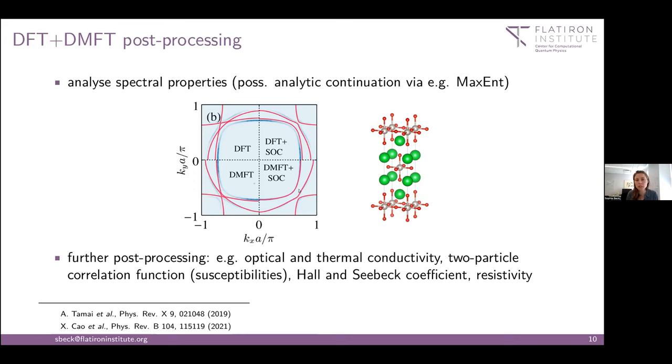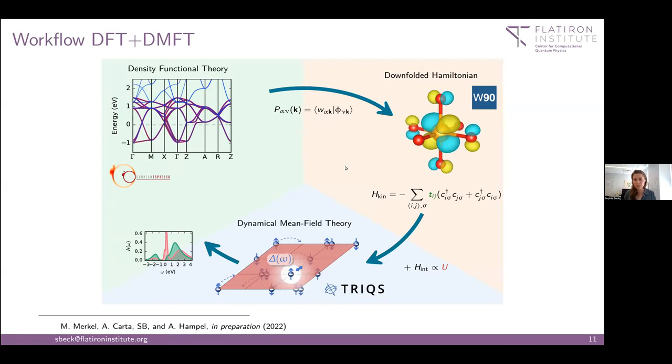And I want to mention that this was computed with a tree tensor network solver, and this has been the first time that spin orbit coupling could be included at the level of the impurity problem. And then you can do further post-processing, like compute optical thermal conductivity, two-particle correlation functions, Hall and Seebeck coefficient, or resistivity. Okay, so this concludes the workflow.